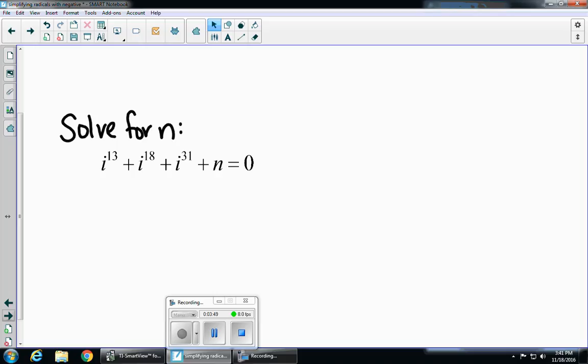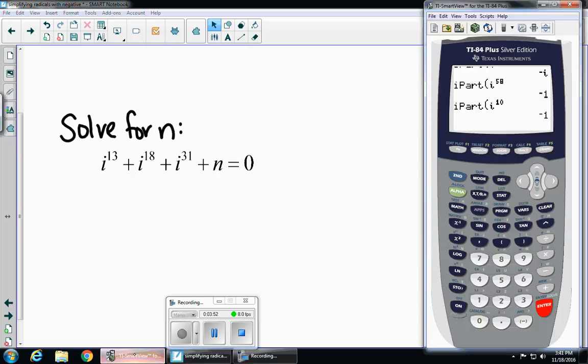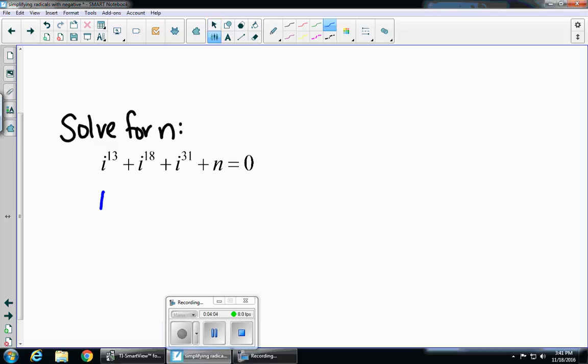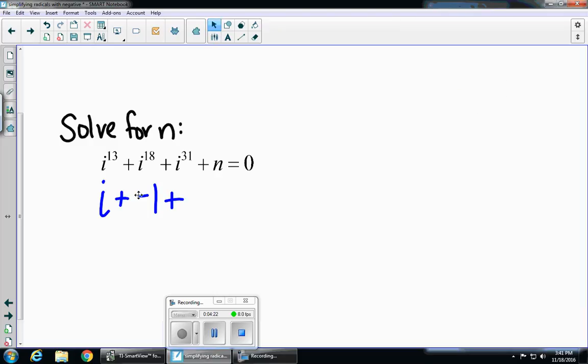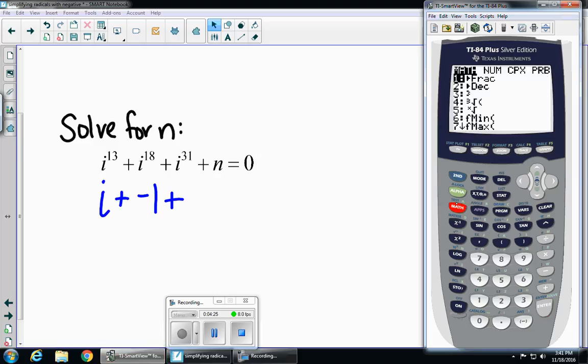What I'm going to do is I'm going to use iPart 3 separate times. So first I'm going to do Math, go to the right, choice 3 for iPart, and I'm going to do i to the 13th. So my first piece is i. And then I'm going to go back to my calculator and do the same thing again. This time putting in i to the 18th. And I get negative 1. And I have one more to go, i to the 31st. So back to the calculator again. And we get negative i.